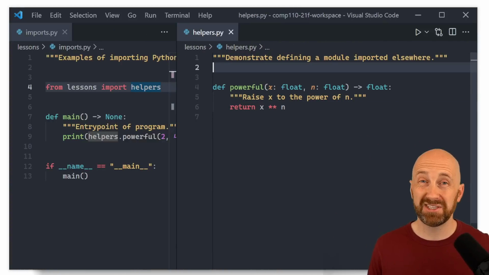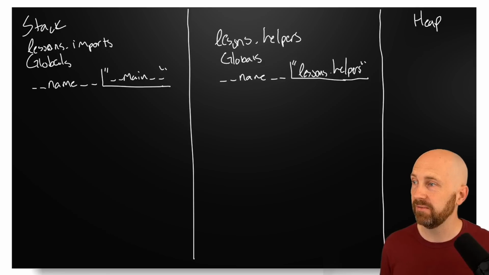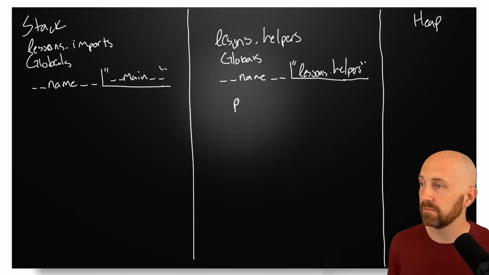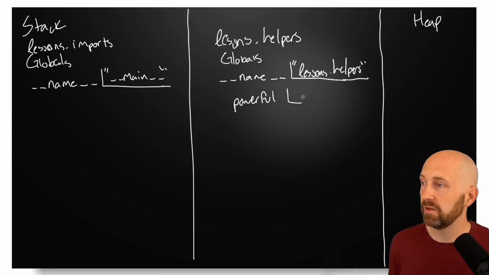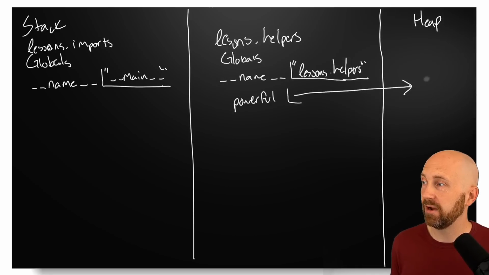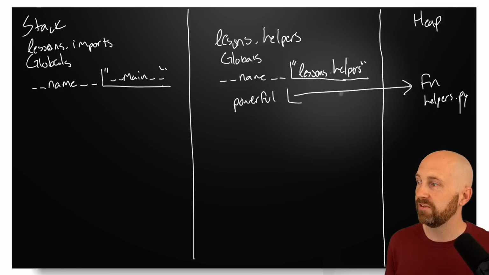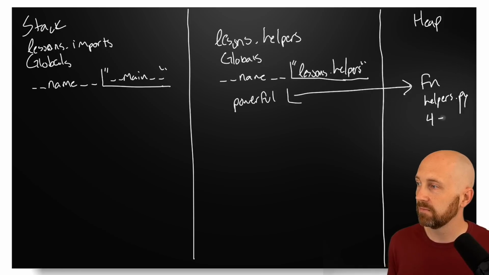So what do we see here? Well, we just see a singular function definition named powerful. Okay. So I'm going to set up a function definition for powerful. And we know that the name powerful is now bound to a function definition that is in helpers.py and is defined on lines 4 through 6 in that file.